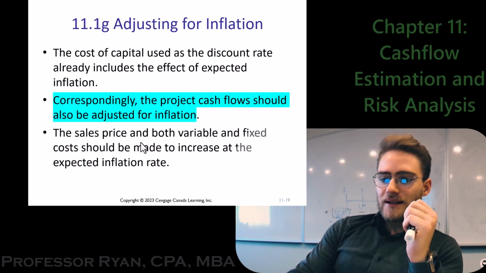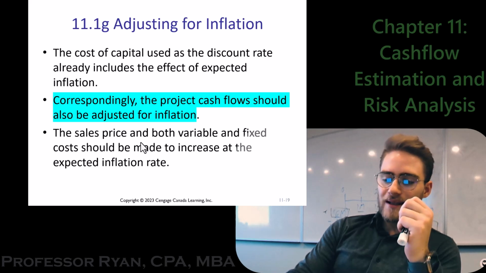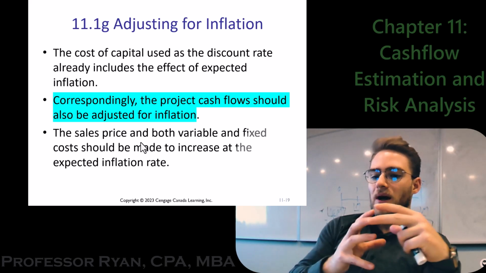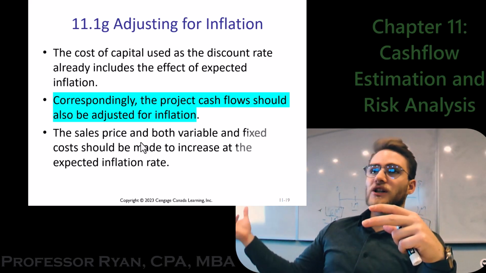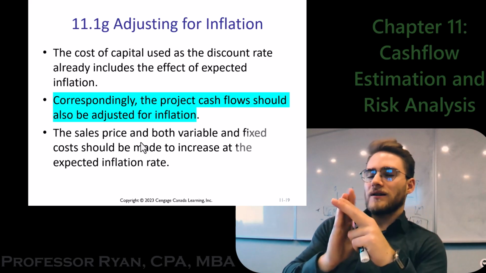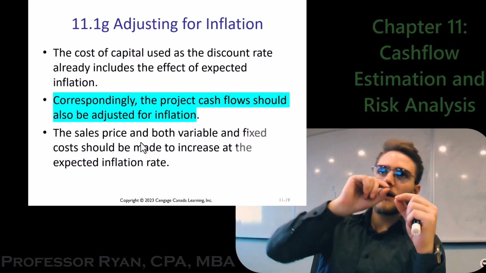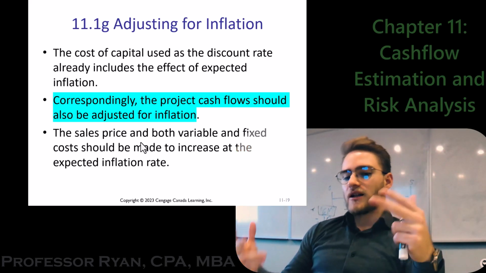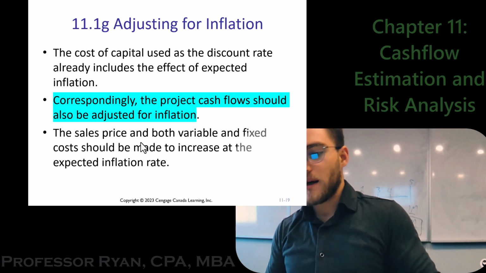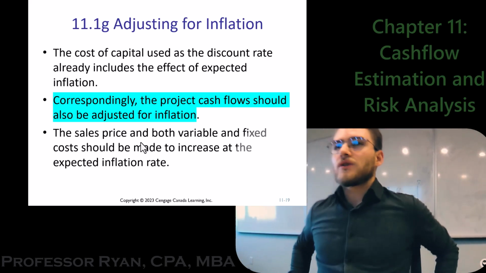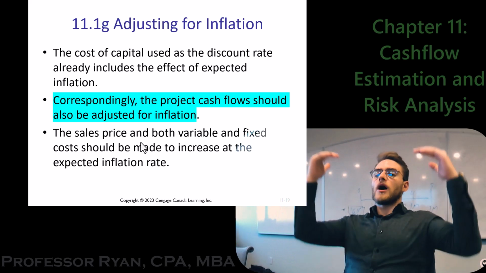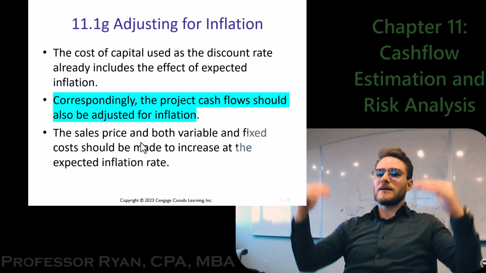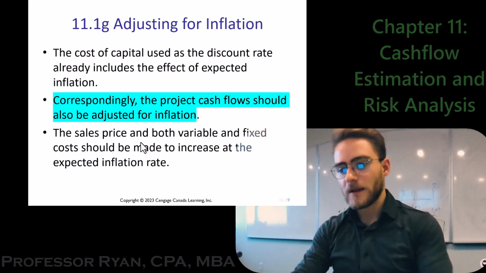And then adjusting for inflation. The cost of capital used as the discount rate already includes the effect of expected inflation. So correspondingly, the project cash flow should also be adjusted for inflation, right? If our sales prices are going to increase by 2% every year, we factor that into our sales forecast when we actually execute the forecast. So the sales price and both variable and fixed costs should be made to increase at the expected inflation rate, so that you're increasing top line sales by the inflation rate, right? Passing off basically the increases in expenses to your consumers on your sales, right?